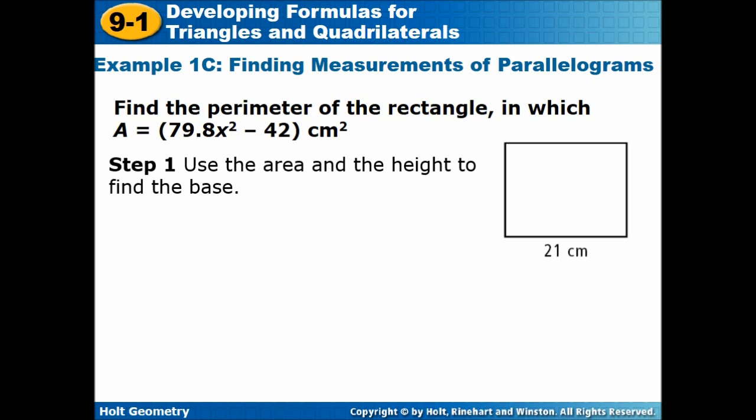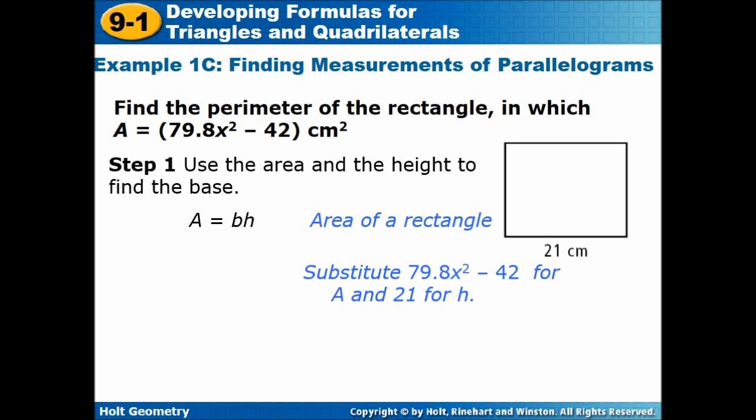So let's use, first of all, the area formula. And here it is. Area equals base times height. Now we are going to substitute 79.8x squared minus 42 for the area and 21 centimeters for the height. And our goal is to find the base. So that means we've got to algebraically strip away that 21 from the b for base and we've got to do it to both sides in order to figure out what base is.